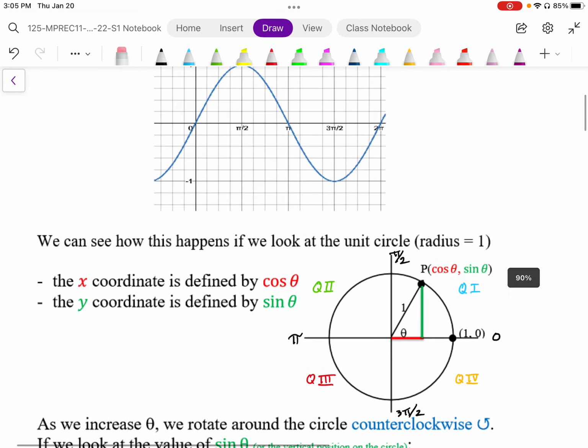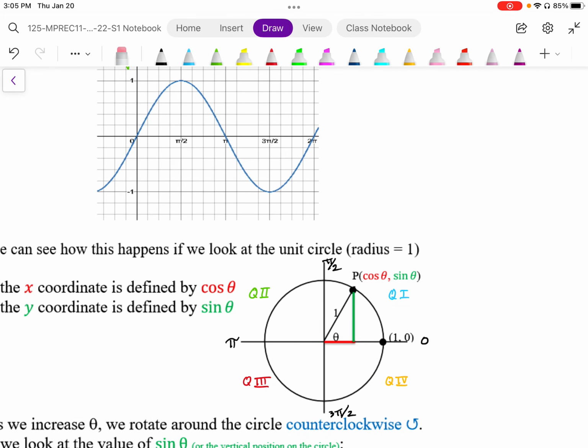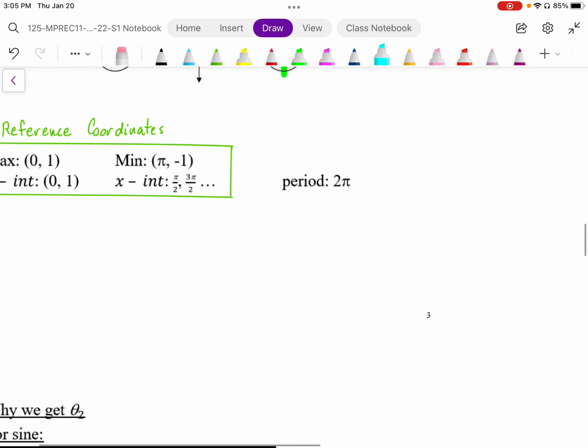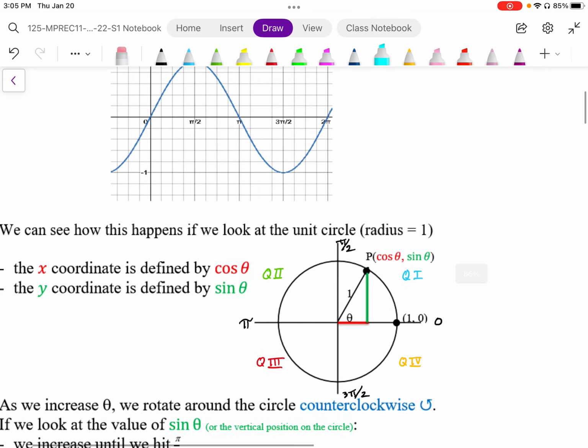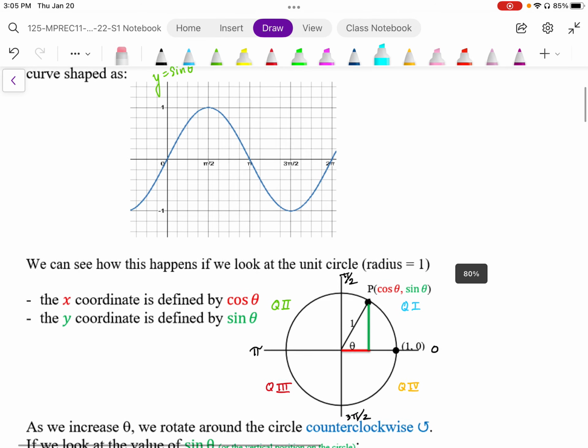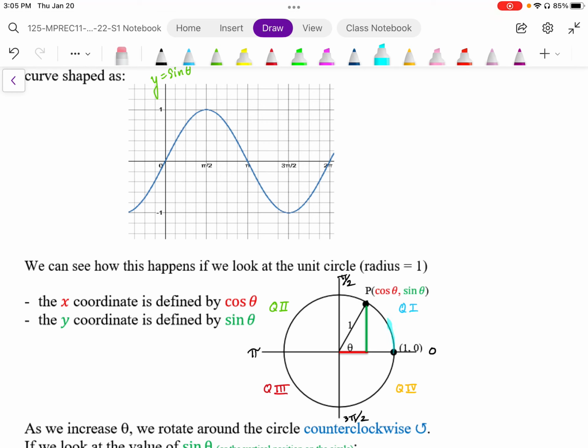Okay, so looking at quadrant 1, as I trace through quadrant 1, I'm going to go from 0 all the way to pi over 2. And on this unit circle, we have a y-coordinate of 0 increasing to a y-coordinate of 1. And on the function, we have the same thing. As we increase the angle to pi over 2, we go from a y value of 0 to a y value of 1. So that part represents quadrant 1.